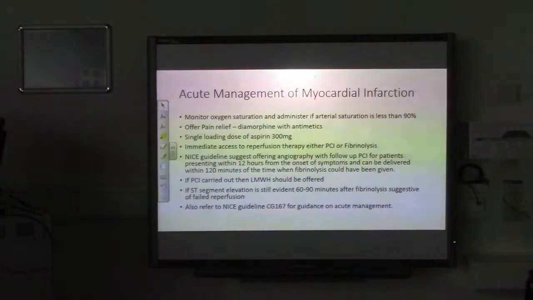If you look at the NICE guidelines, they suggest that you don't automatically administer oxygen, only if arterial saturation drops below 90%. They're often in quite a degree of pain and may often feel sick, and therefore patients will often be given diamorphine and an antiemetic to prevent that feeling of sickness. They will be given a single loading dose of aspirin. I think again the guidelines talk about 300 milligrams in a single dose.